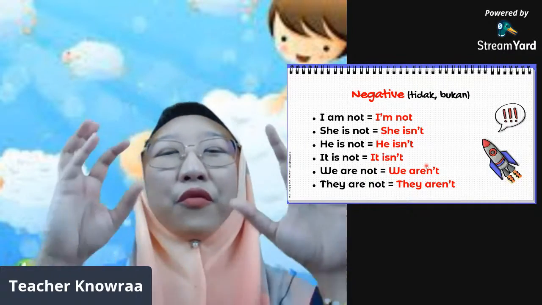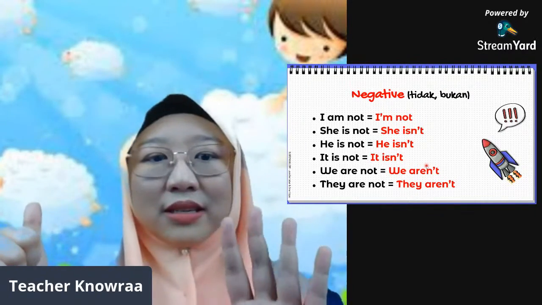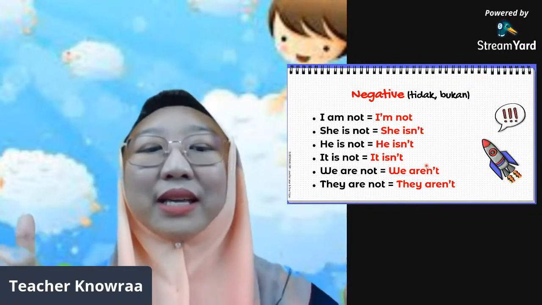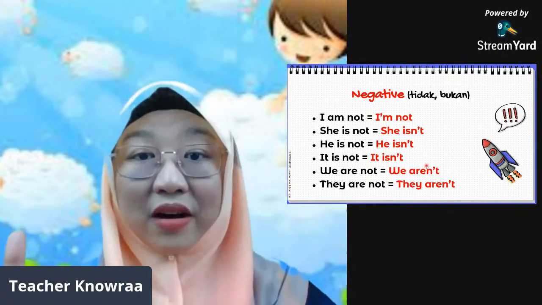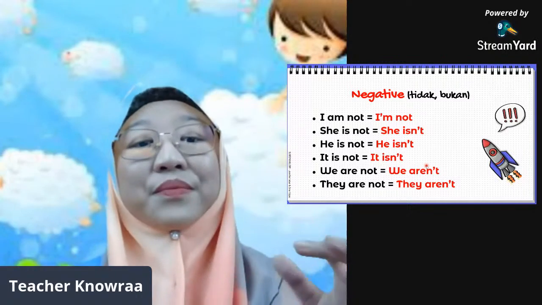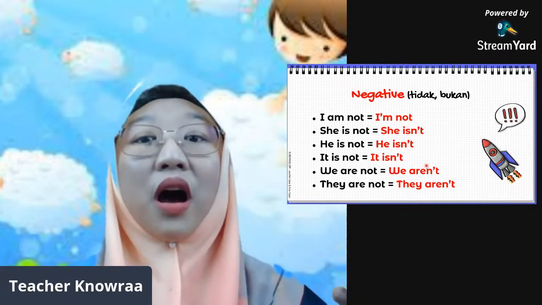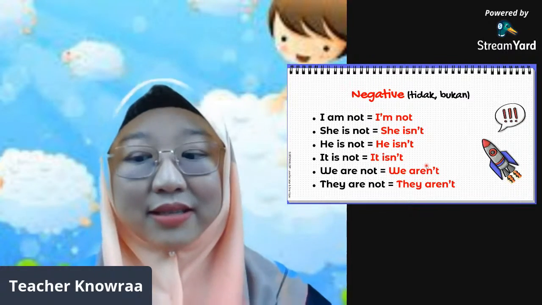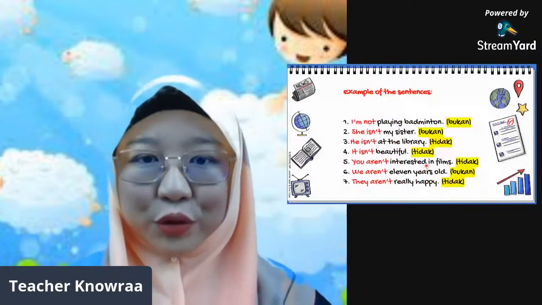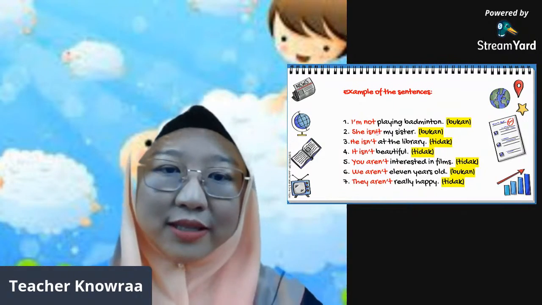Alright? So you have known affirmative without not. Tak ada not. I'm, she's, he's, it's, we're, they're. When it is negative, you add in not. I'm not, she isn't, he isn't, it isn't, we aren't, they aren't. Okay, let's look at the examples. Okay, see, we just add the word not.